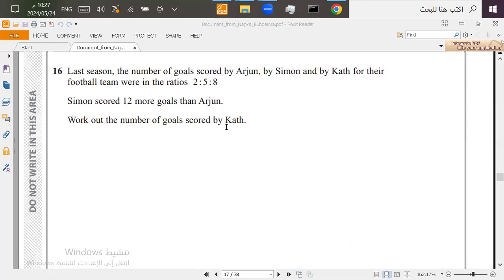So I'm going to put this information here. Let's put the letters first. We have A, S, and K. The ratio is 2 to 5 to 8. So these are the ratios, 2 to 5 to 8. We know that Simon scored 12 more goals than Arjun. Work out the number of goals scored by Kat. Okay. So let's put it here. Yes, let's use them as ratios.